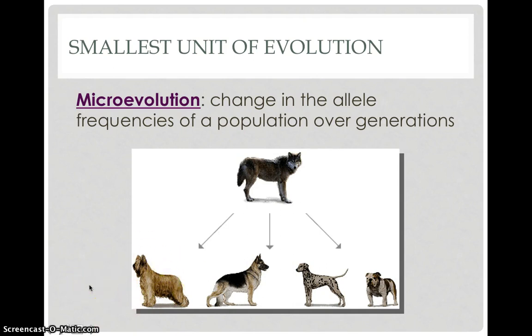And similarly, if we want dogs with more power, more strength, then we will breed for that kind of species, and so on and so forth with different skin tones, with different characteristics. So this is microevolution. Something happens within the population that's much smaller, and it happens much more quickly over generations. So this is what we'll be talking about, the smallest unit of evolution, microevolution.